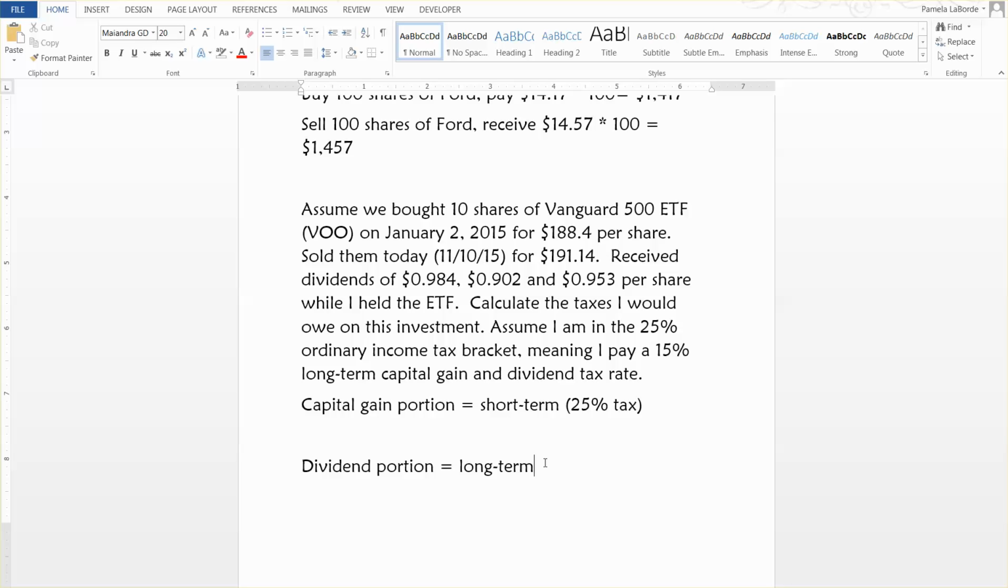From an investor's viewpoint, we actually prefer having dividends taxed at the capital gains rate because it's lower than the ordinary income tax rate. The government, on the other hand, would rather tax dividends at a higher rate because they get more tax revenue that way.